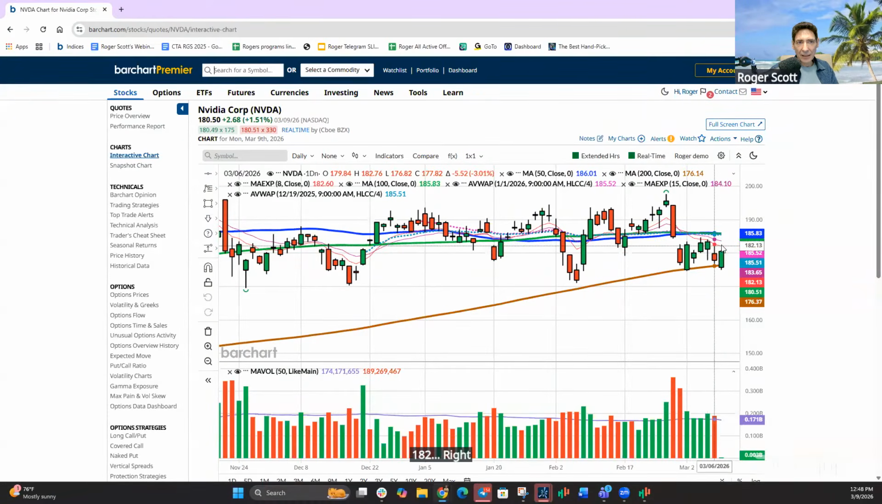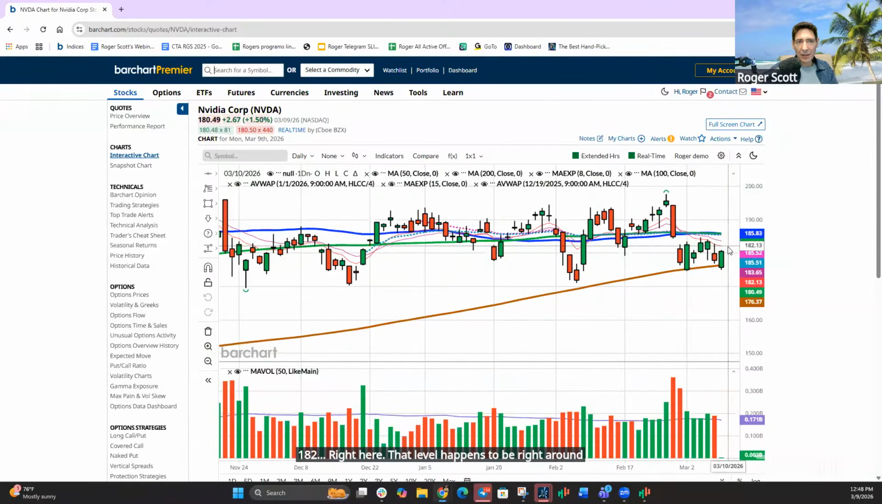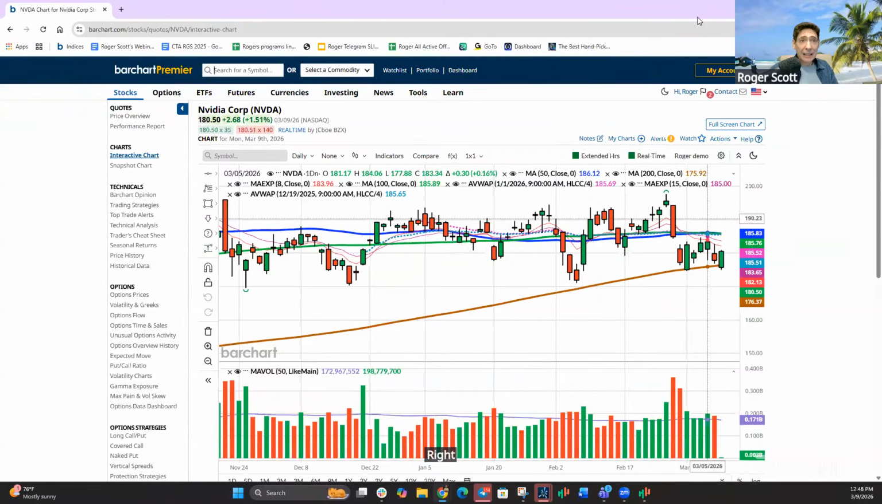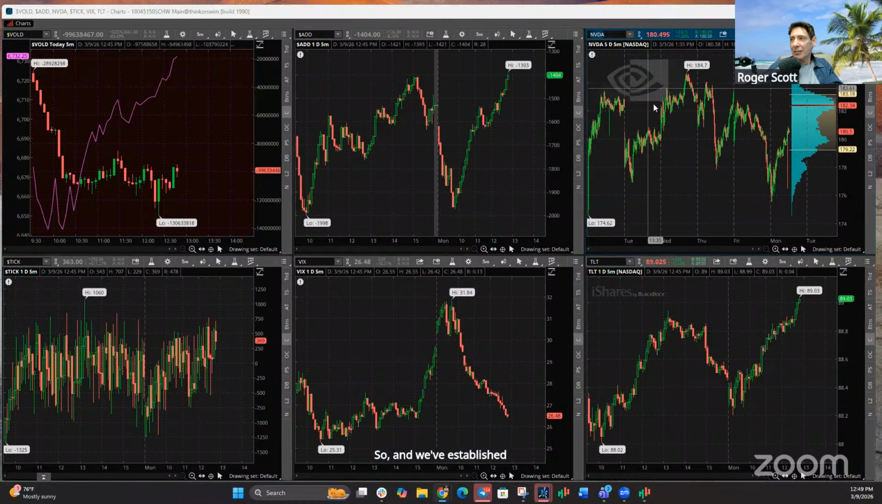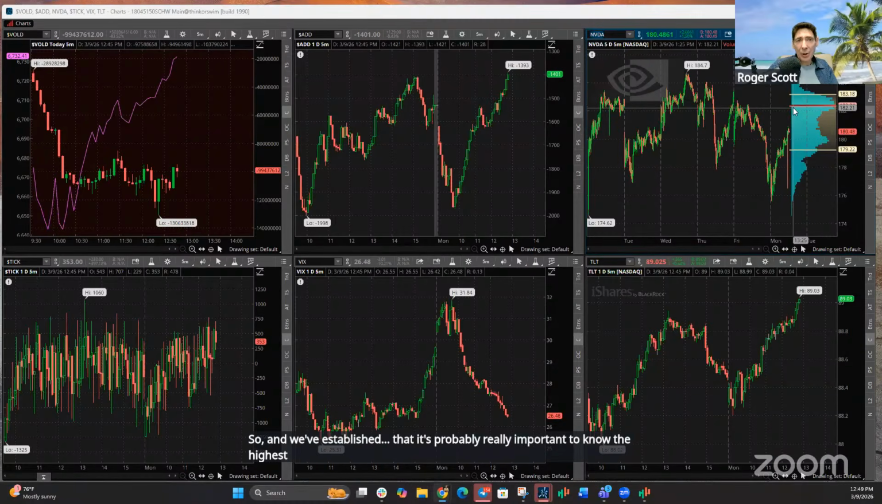Right here. That level happens to be right around here. Without this, you have no way of knowing that. And we've established that it's probably really important to know the highest level of price traded at.